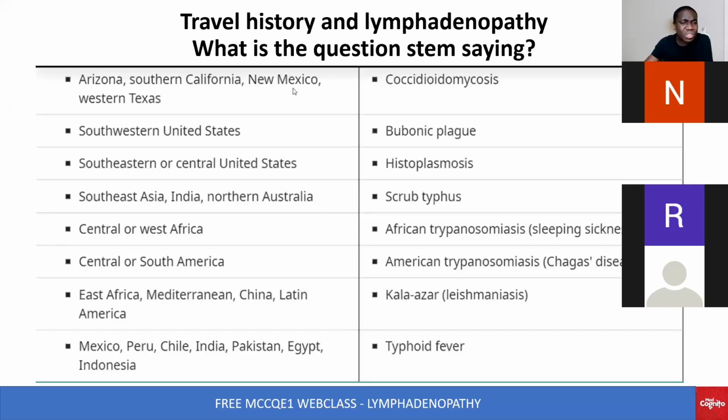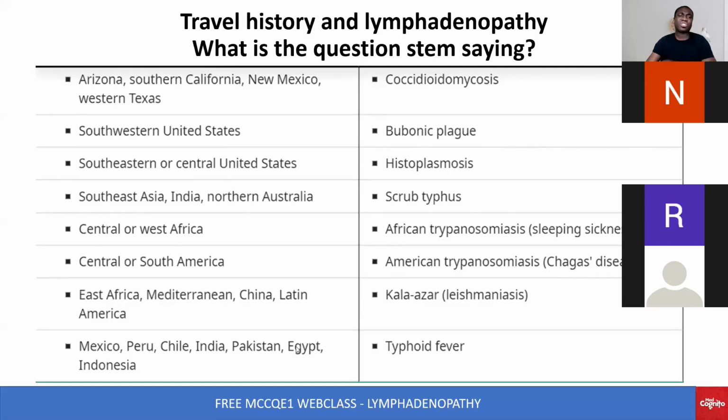Another thing you also have to pay attention to is travel history. For example, if the question stem says the person traveled from Mexico or Peru or South America somewhere or Egypt, I'm not going to think about coccidioidomycosis. I'm going to think about typhoid fever. But if the question says the person is recently coming from Arizona, Western Texas, then I'm going to think about coccidioidomycosis. Doctors, I don't know whether you are following what I'm saying, with all the patterns we are drawing. Good, good. Somebody says more power to you. Awesome. Okay, so let's go on.